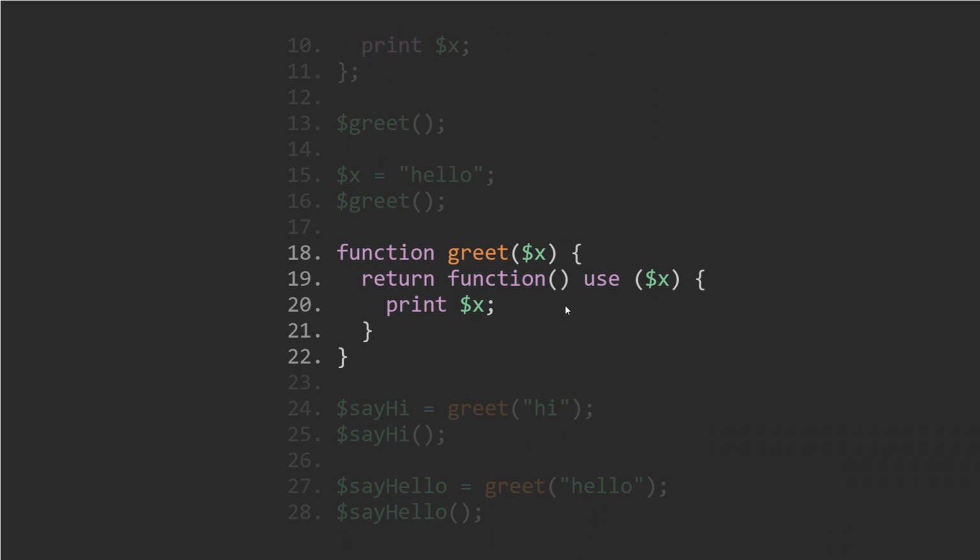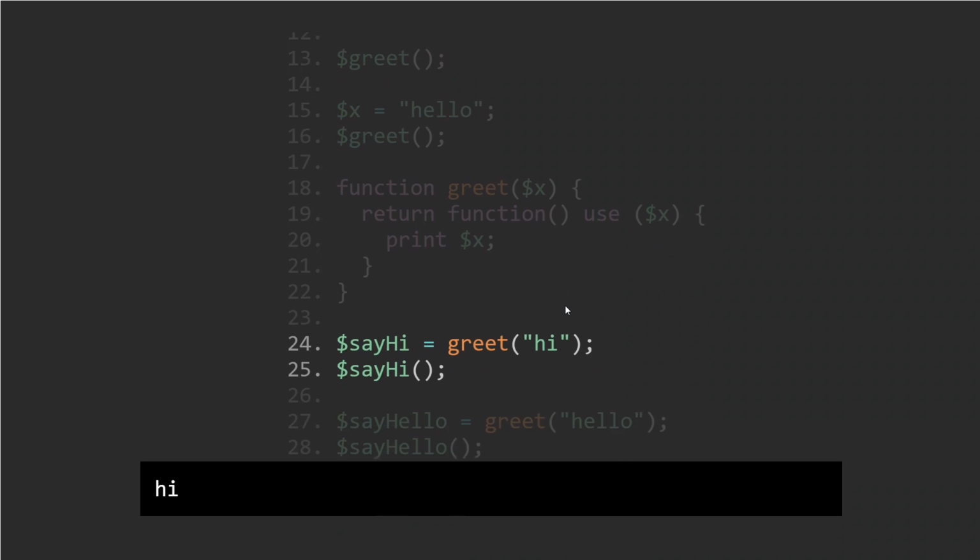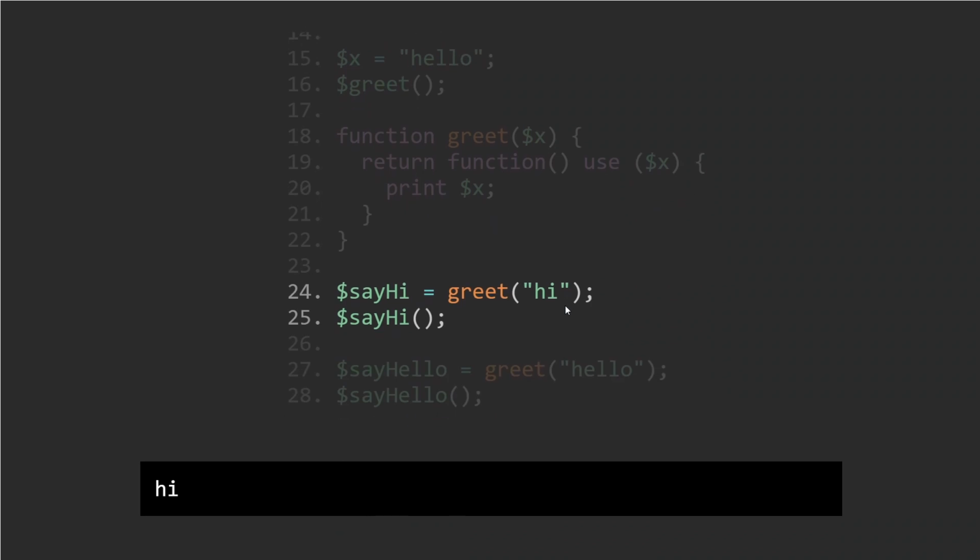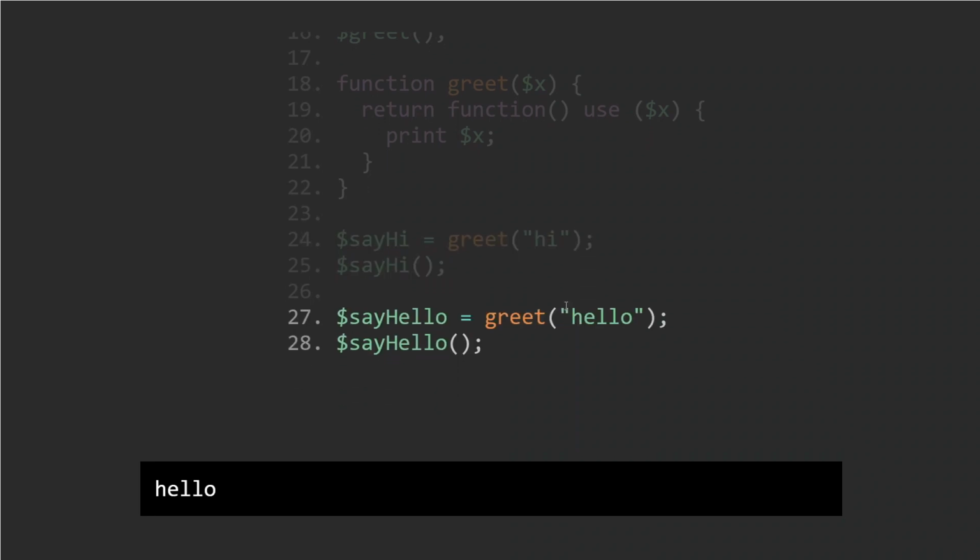So we can use higher order functions to create closures. So here's how we could rewrite greet to take in the value that we want to lock in. So greet here we can call with hi to create a new function, a new closure called sayHi, that when we call will say hi. And then there's the same example where we'll pass in hello, and that will be the value locked in.